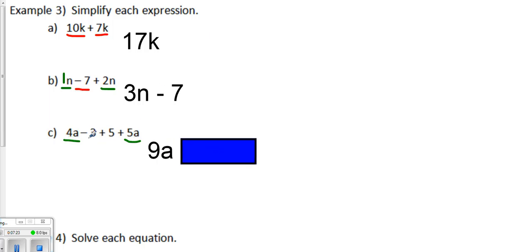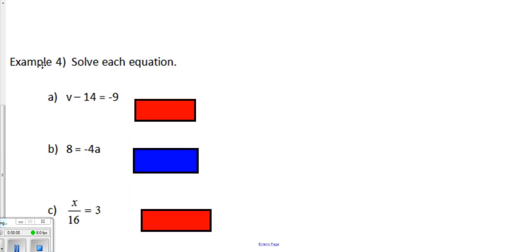Other than our a values, we also have some constants. A minus 3, which you can think of as negative 3, and a plus 5, or a positive 5. Now if we combine minus 3 and plus 5, those will become a positive 2. We can think of it as starting from 0, going down 3, and then back up 5. We would end up at positive 2. Another way to think of it is positive 5 minus 3 is still a positive 2. So in the end, this would be our expression. There are 9 a's and 2 extra constants.